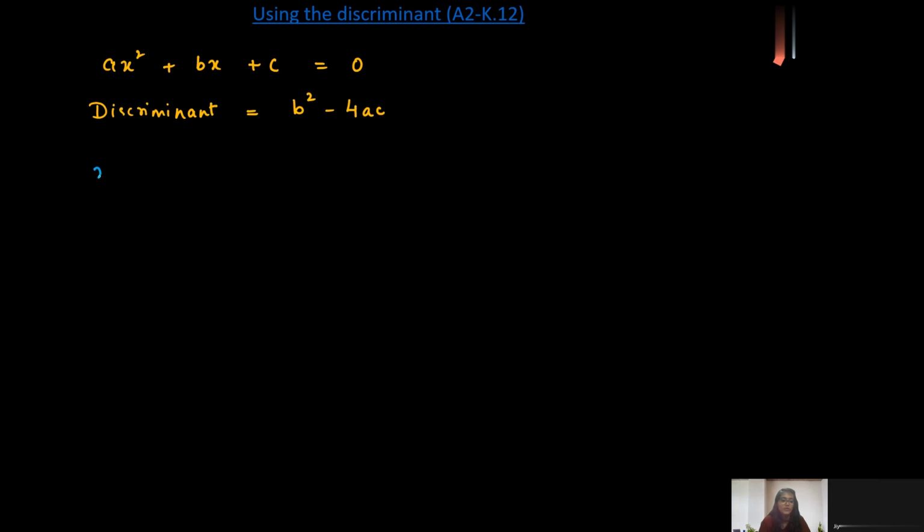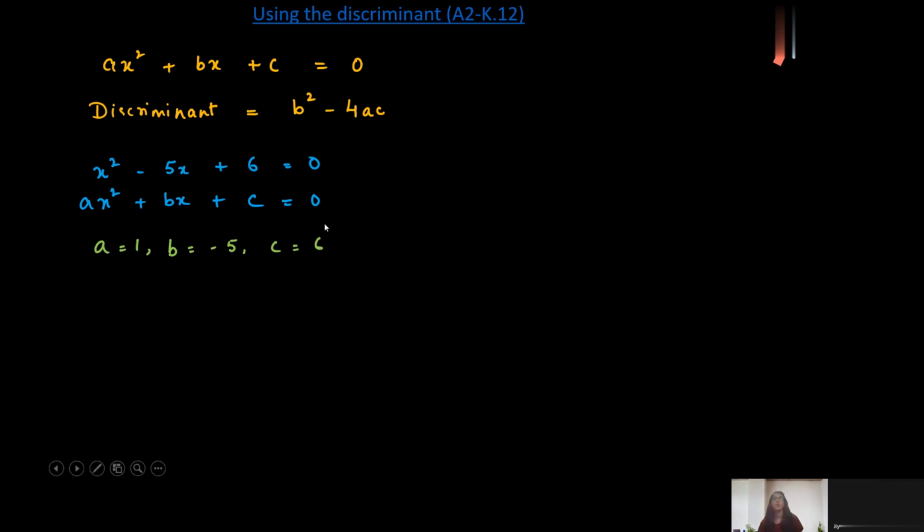Let's take a quadratic equation x squared minus 5x plus 6 equals 0. If we want to find out its discriminant, first we need to find out what is a, what is b, what is c. For that, we will compare it with the general form, ax squared plus bx plus c. So Gia, can you tell me the values of a, b, and c here? A is 1, B is -5, and C is 6. Awesome. A is 1, B is -5, and C is 6.